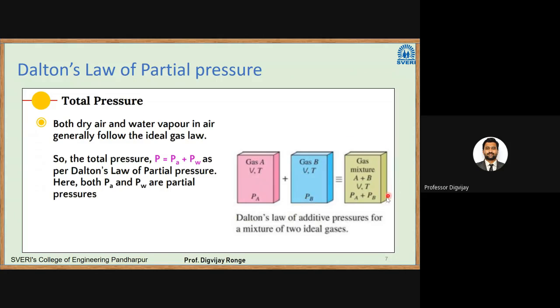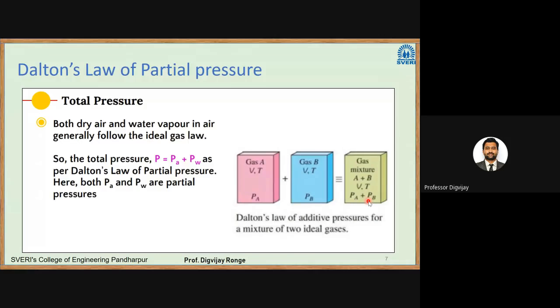When I mix them together, this container will contain gas A as well as gas B. If I take the total pressure acting in this system as P, this total pressure will be the summation of the partial pressure of gas A, that is PA, plus the partial pressure of gas B, that is PB. So total pressure P is equal to PA plus PB. That is nothing but Dalton's law of partial pressure.